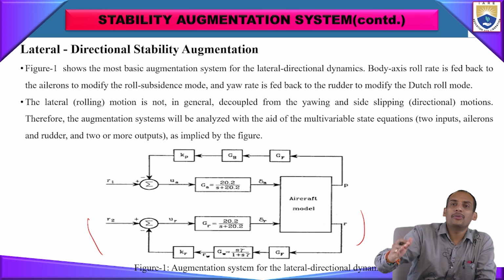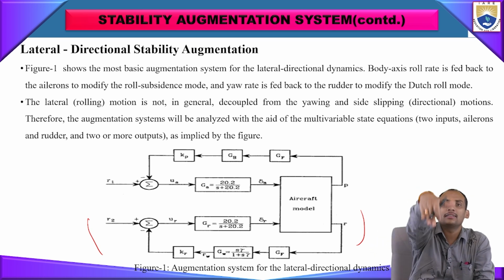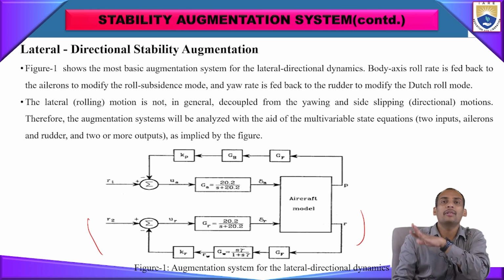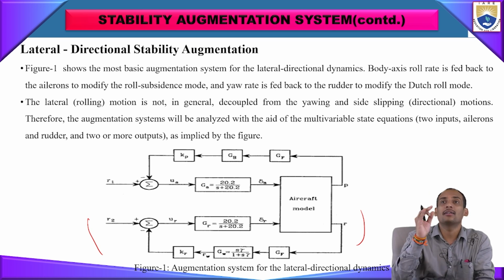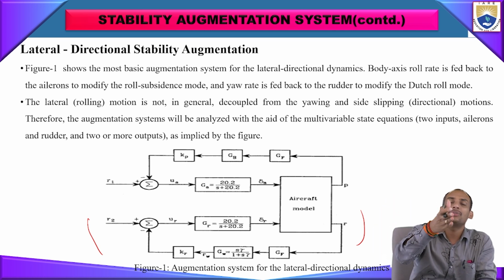What does the Dutch roll mode mean? Like this one, and the spiral will be like this one. When we give the feedback, it goes back to the summing amplifier. Where do we take that feedback from? From the ailerons, we take the roll subsidence feedback, and from the rudder, the yawing feedback.